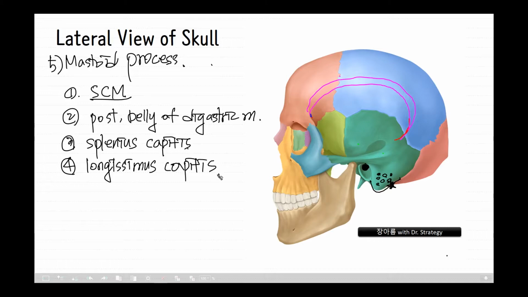This process is in contact behind with the posterior inferior angle of the parietal bone at the parietomastoid suture. This is the parietomastoid suture. And with the squamous part of the occipital bone at the occipitomastoid suture. This is the occipitomastoid suture.